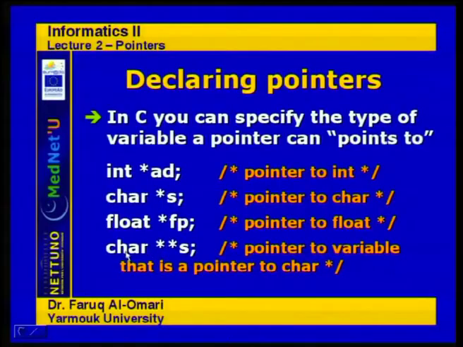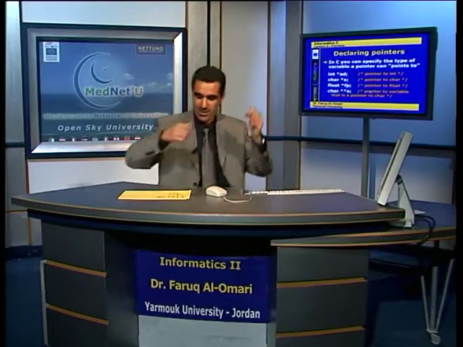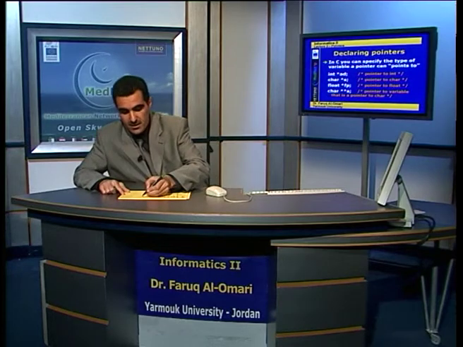However, when I define something like char asterisk asterisk s, this is something new. Well, it's not that new actually, it's very straightforward. When I say asterisk asterisk s, it's a pointer to a variable of type pointer that points to the character s. So let me go to the paper here. Here's the memory.